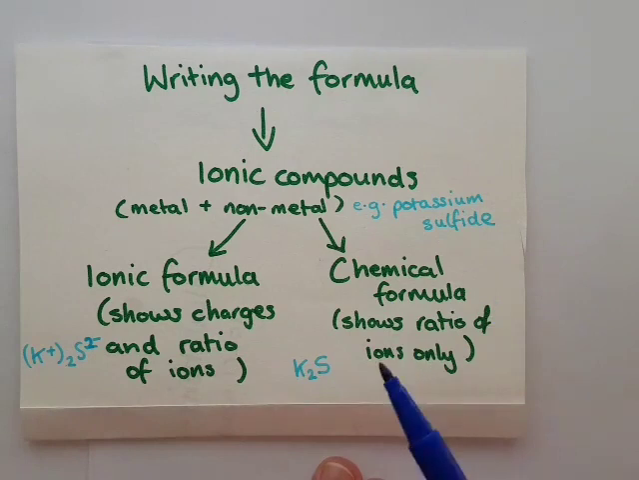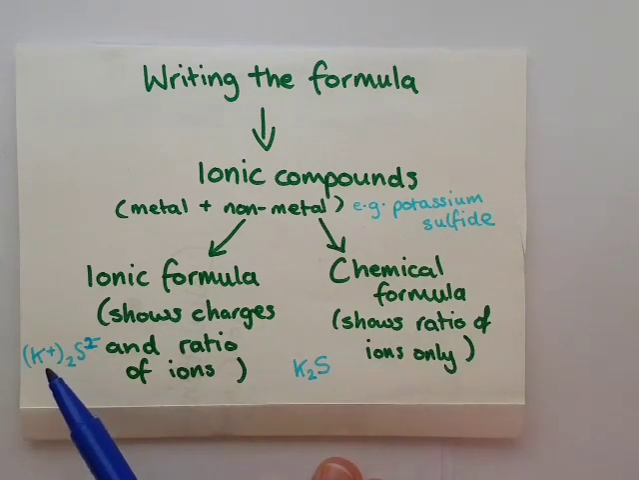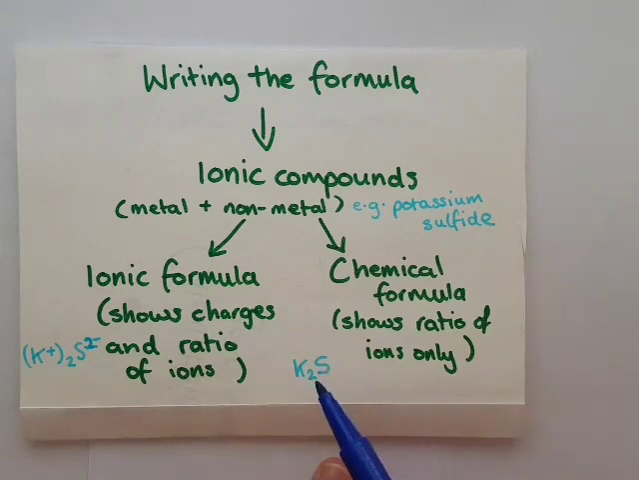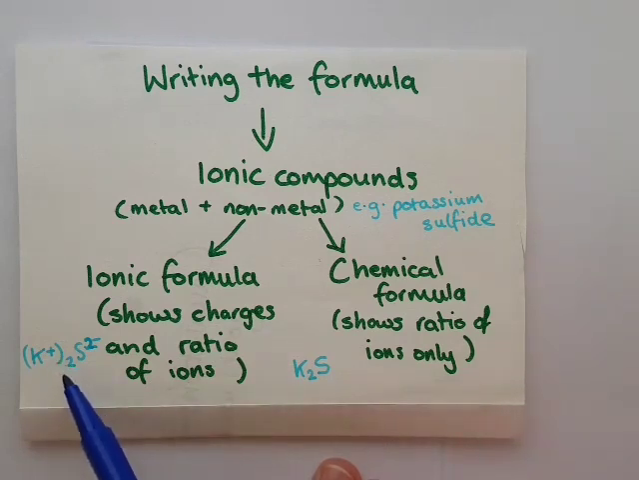We've also got the chemical formula, which for potassium sulfide would simply be K2S. So we're not showing the plus and minus charge, we're only showing by this little number to the bottom right of the symbol that there are 2 potassiums for every 1 sulfur. So hopefully in the next few examples I'm going to show you how we get these brackets and this number 2. In this video I'm assuming that you already know how to work out the charges of ions.